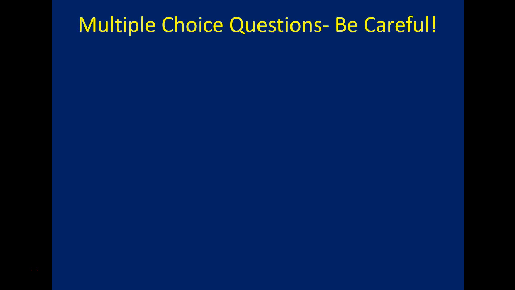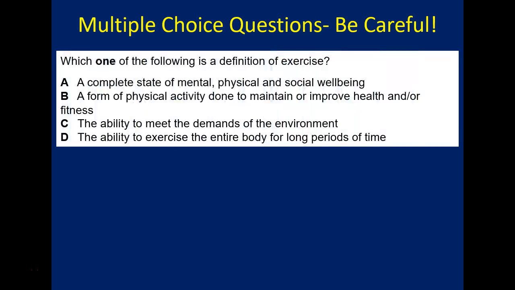So multiple choice questions, although they are easier, be careful with these questions. If we look at this example, which one of the following is a definition of exercise? If you look at A, B, C and D, they are all definitions that you have learned throughout the GCSE PE specification. So first of all, a complete state of mental, physical and social well-being is a definition that you should know. However, this is for health.